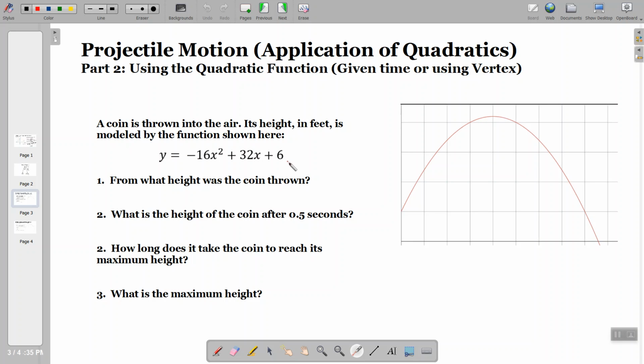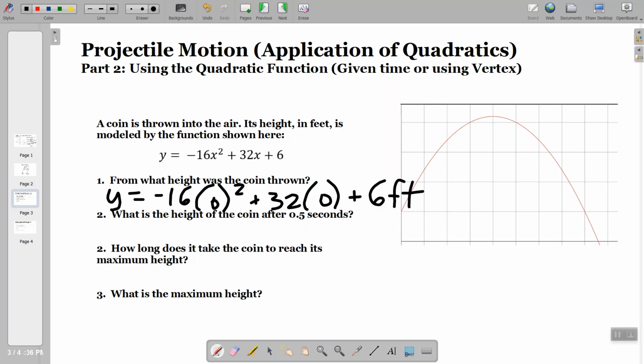Okay, so from what height was the coin thrown? Well, when the coin was thrown, 0 seconds had passed. So we would plug in 0 for every X and say Y equals -16 times 0 squared plus 32 times 0 plus 6. And again, that would be the point that is the y-intercept here. There is a point at (0, 6), so we would say that the height it was thrown from is 6 feet. That's how far up it was thrown from.